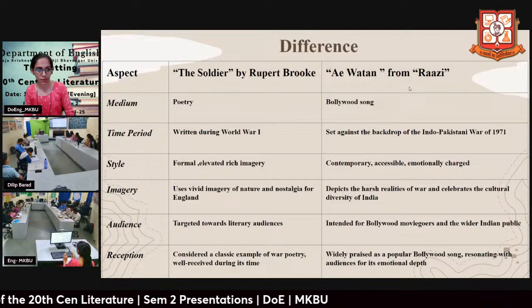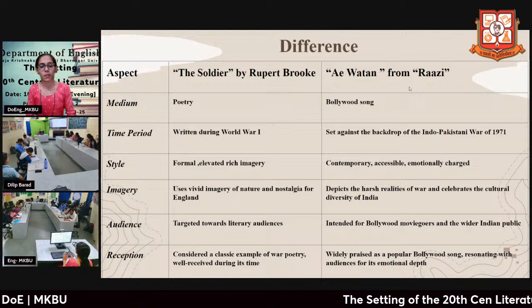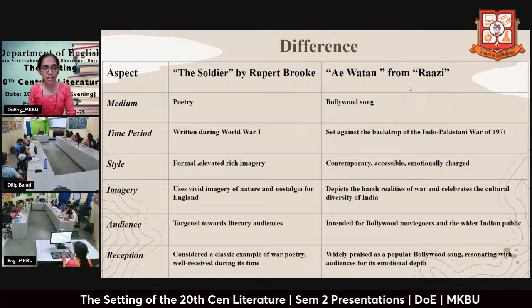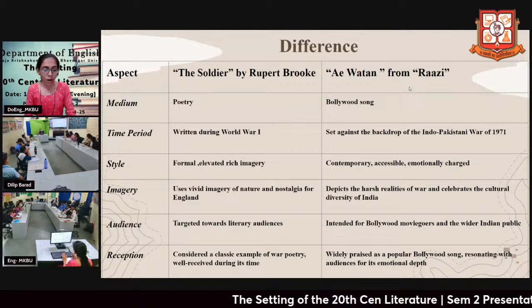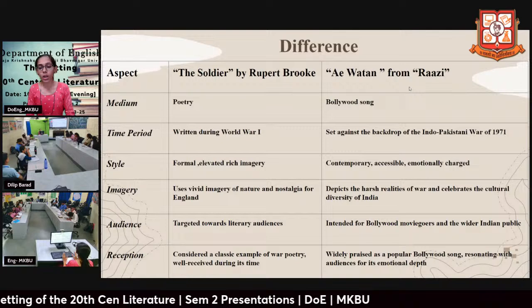1971. Style: The Soldier is a poem, formal, with rich imagery, while the song is contemporary and emotionally charged. The poem uses vivid imagery of nature and nostalgia for England, while the song shows the harsh reality of war and celebrates the cultural diversity of India. The poem targets a literary audience, while the song, from Bollywood movies, targets a wider Indian public.